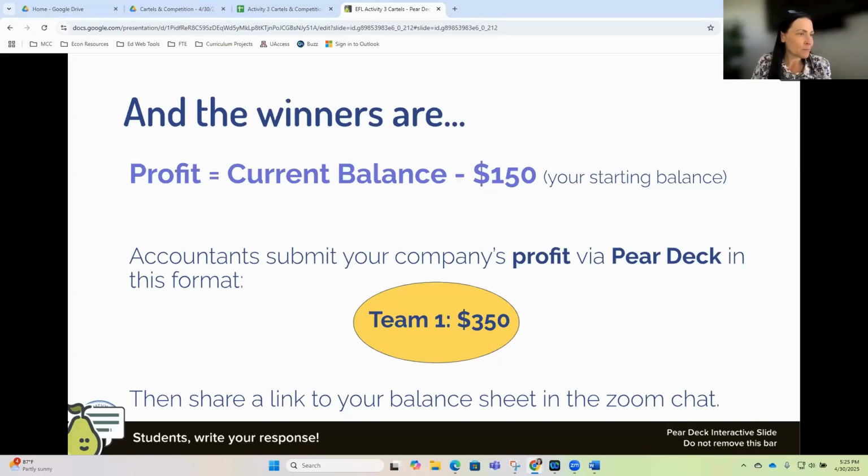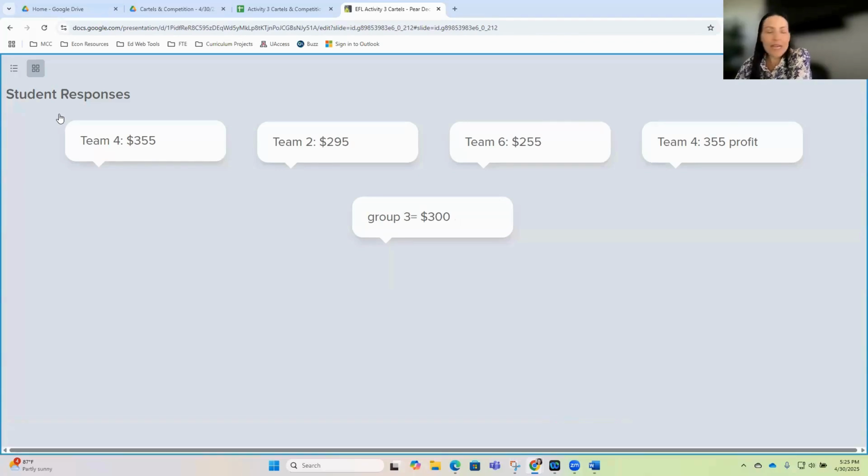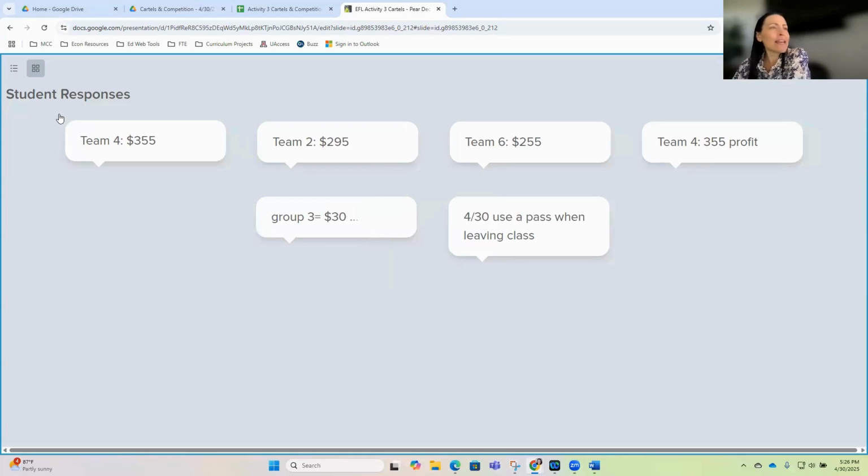All right, let's see what we have. Some profits coming in here. All right, we got team 4 with 355. I'm going to write these down so I don't forget. Team 2 had 295. And remember to share your link to your sheet in the Zoom chat for me. Team 6 had 255. And team 3 had, how much is that? It's coming. It's 275.